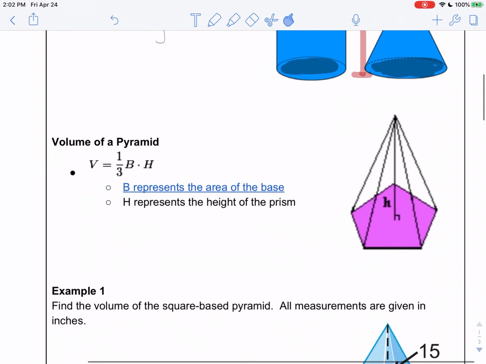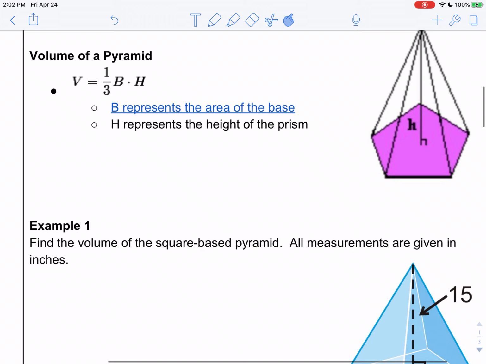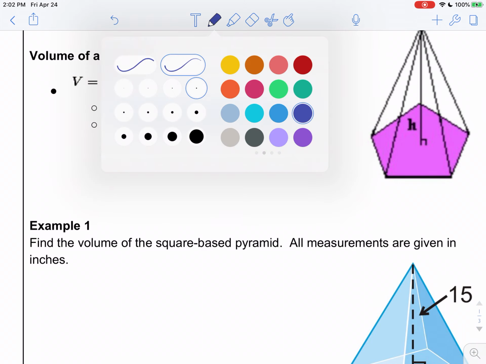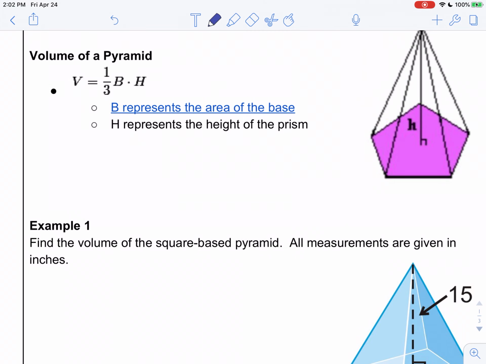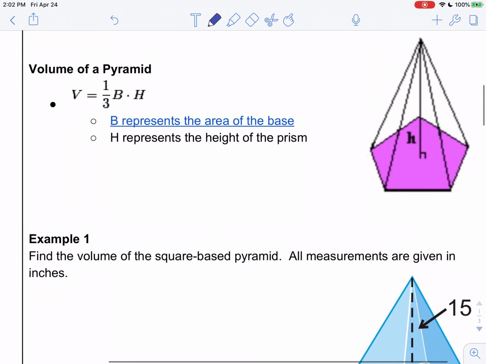All right, so that's going to take us into today's stuff about the volume of pyramids. And it's pretty much the same thing as our prisms lesson. We just have this 1/3 hanging out in front. So our generic formula is 1/3 big B times big H, where big B represents the area of the base.